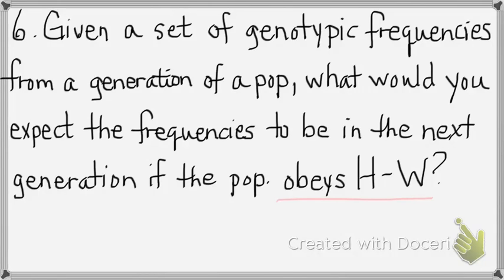Okay, so I'm saying that if P equals 0.5 and Q equals 0.5, what would it be later on, like 10 generations later, if the population is obeying Hardy-Weinberg? It would be the same. P would still equal 0.5 and Q would still equal 0.5. So if you're obeying Hardy-Weinberg, you're not evolving. Is that okay?